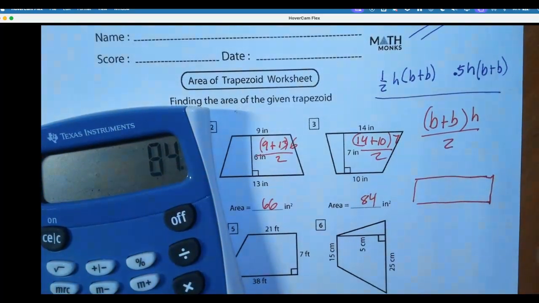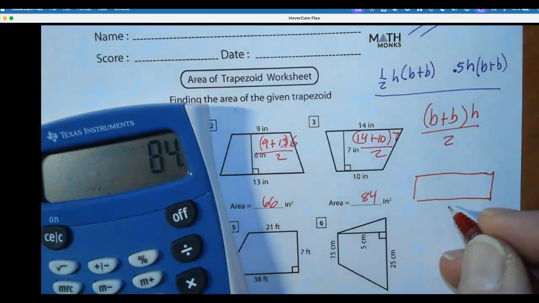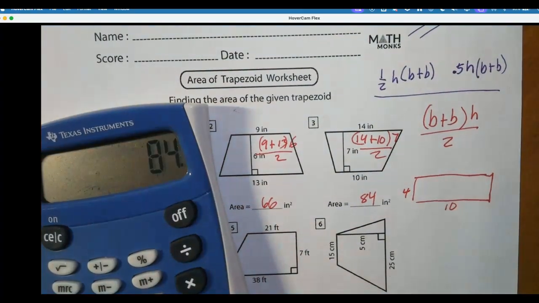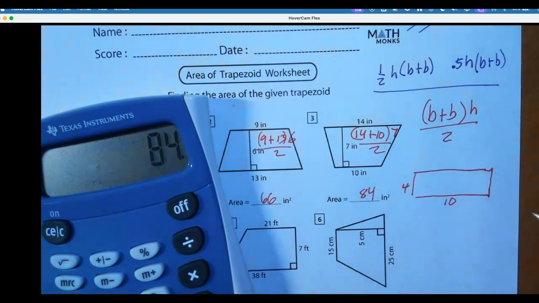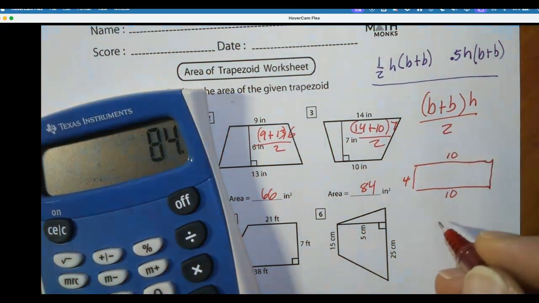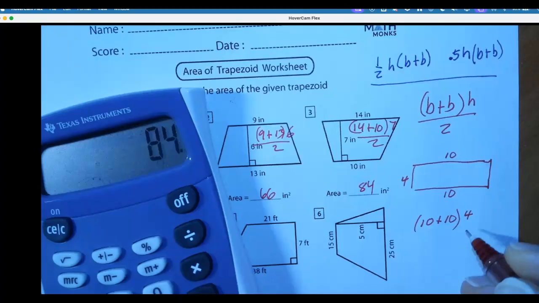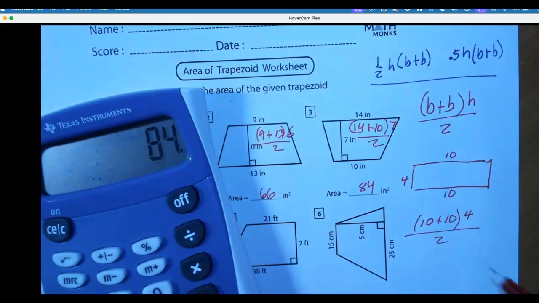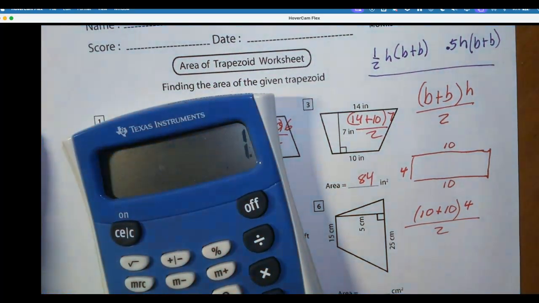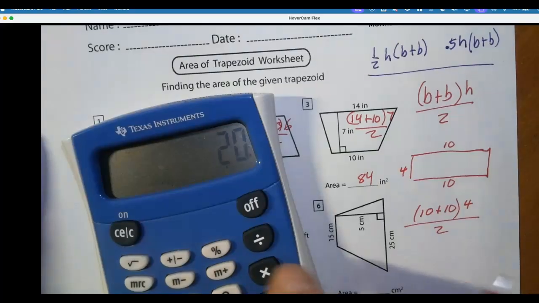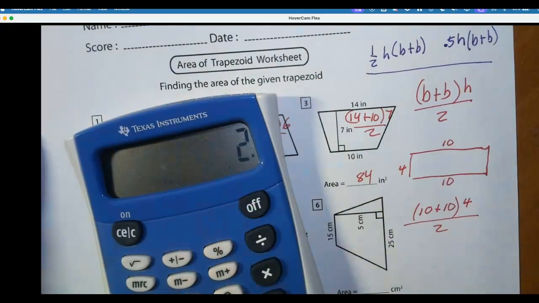Now let's just do something here that you probably understand a little bit better. You can actually use this trapezoid formula to find the area of a rectangle as well. So let's just look at this rectangle. We already know that the area of this is 40, correct? That's just 4 times 10. But watch. I'll add the bases, 10 plus 10. That's times the height of 4. And then I'm going to divide by 2. Maybe this will help you see what you're doing better. So 10 plus 10 is 20. I'm going to multiply that times the height, which is 4. That's 80, and I divide by 2.